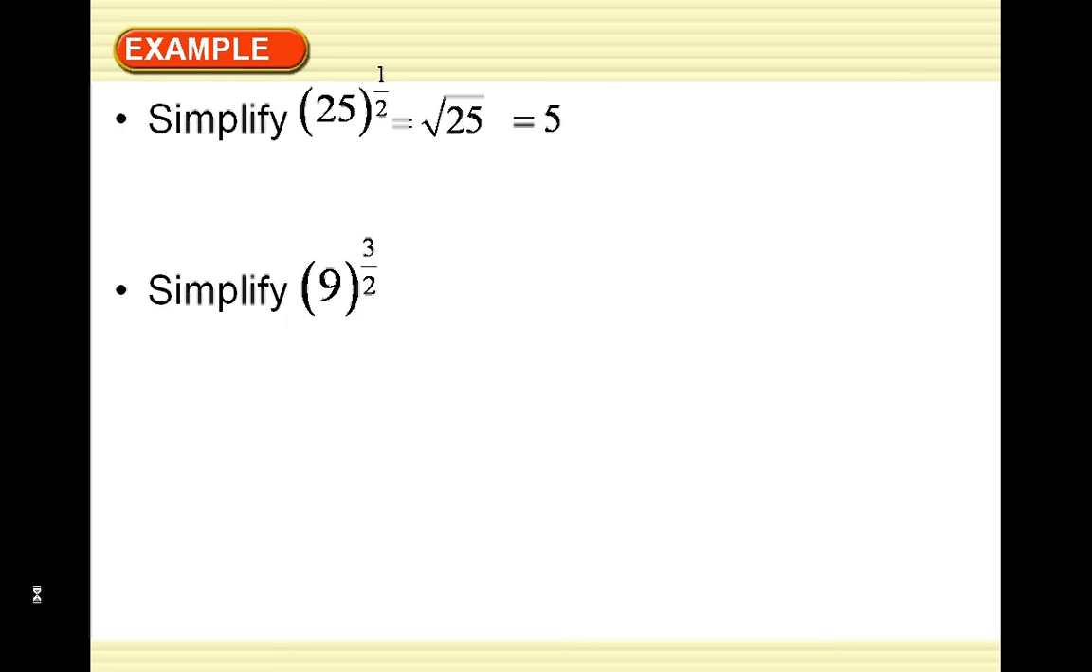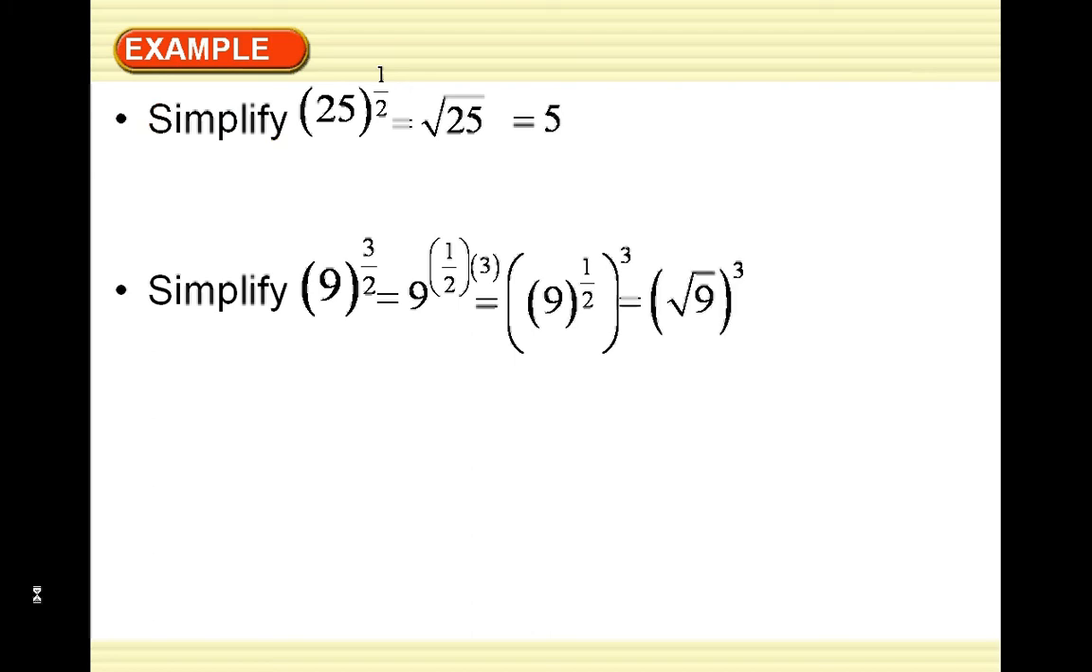Now, sometimes this gets a little more complicated because notice here I've got 9 to the 3/2 power. Well, we're going to have to think about the fact that 3/2 is really the same thing as 1/2 times 3. So I'm going to rewrite this as 9 to the 1/2 times 3 power. Now we notice that we could then make that 9 to the 1/2 power raised to the 3rd power. That way we're using our power of a power rule. But we just said 9 to the 1/2 power is the square root of 9. So we're going to take the square root of 9 and cube it. Well, that's simply equal to 3 cubed, or 27.